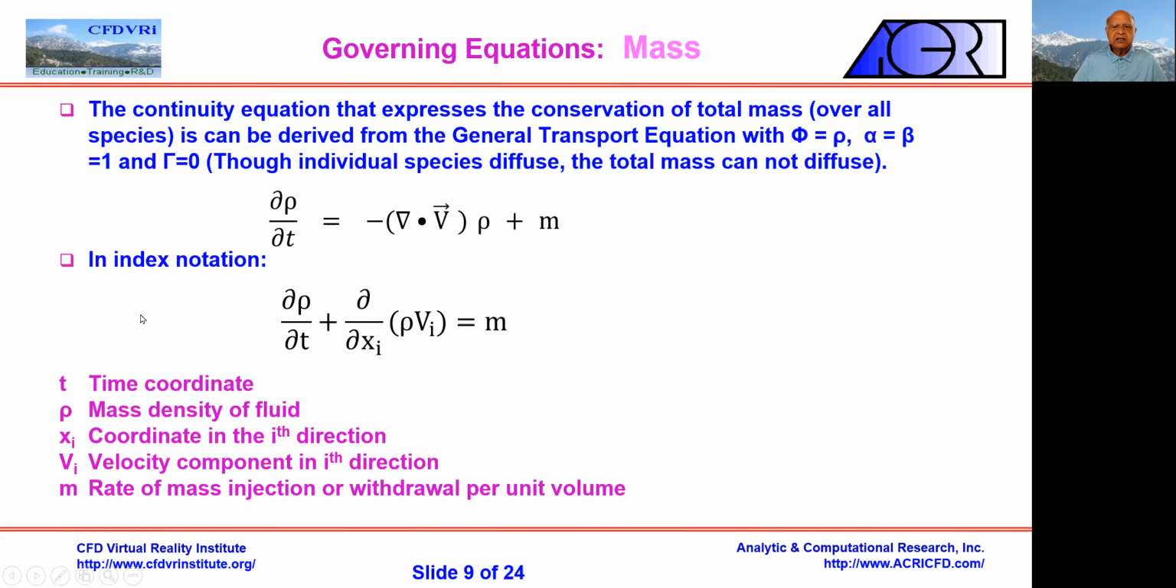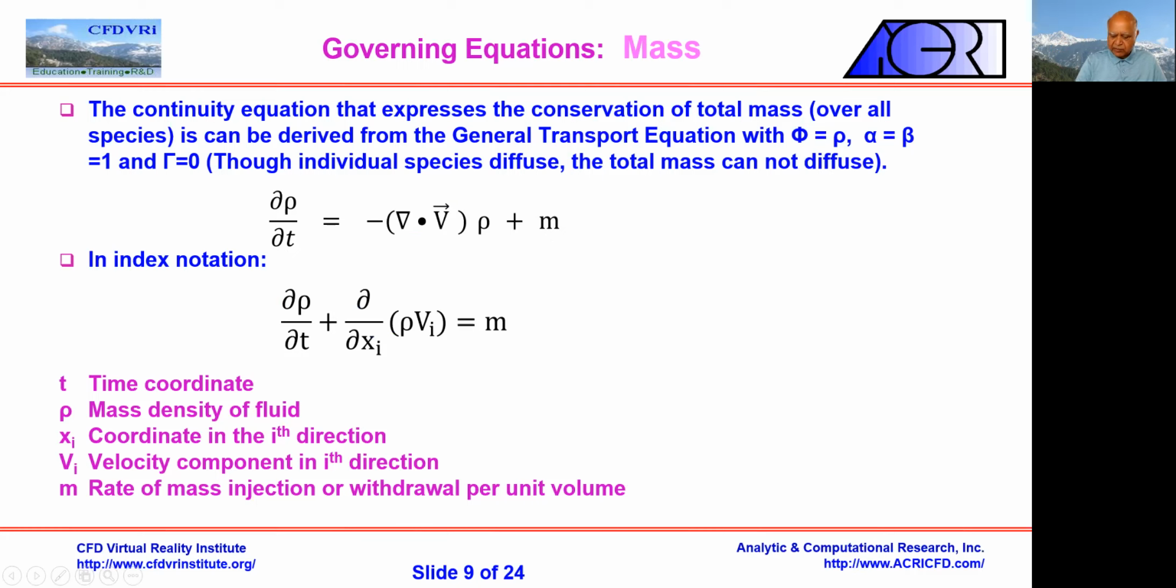So let's look at the continuity equation. It basically can be derived from the general transport equation if we set the transported property to be mass density, and set alpha and beta equal to unity, that is the convection terms, and gamma to 0, because the total mass does not diffuse. The individual species can diffuse into each other, but the overall mass at any point does not diffuse. So the equation simplifies to this simple equation: d rho by dt is del dot v of rho multiplied by rho plus the mass which is injected.